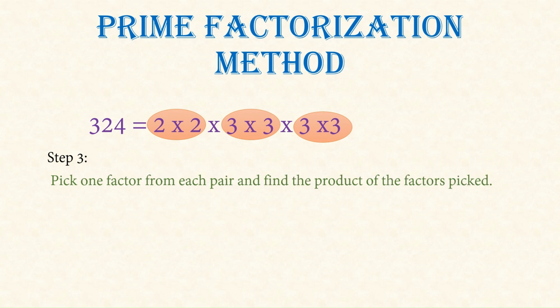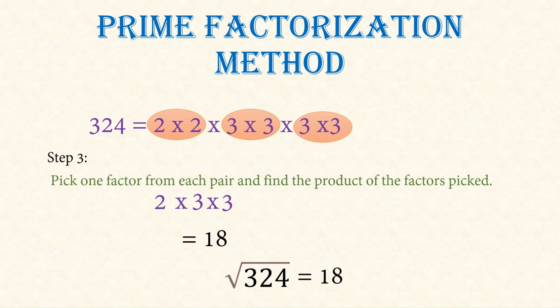Now, once this pairing is done, we have to pick one number from each pair. So, from the first pair, we pick 2, in the second pair we have 3, and the last pair is again 3. Once we are done with picking, we have to multiply these numbers to get the product. Now, 2 into 3 into 3 is 18. This 18 is nothing but the square root of 324. You can write root 324 equal to 18.